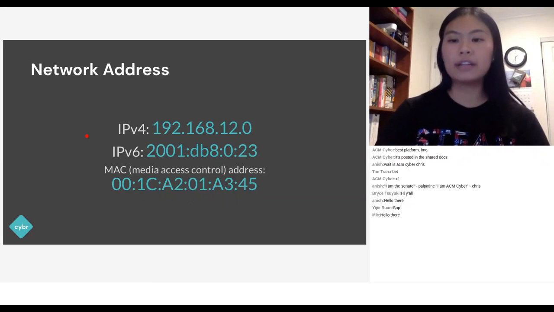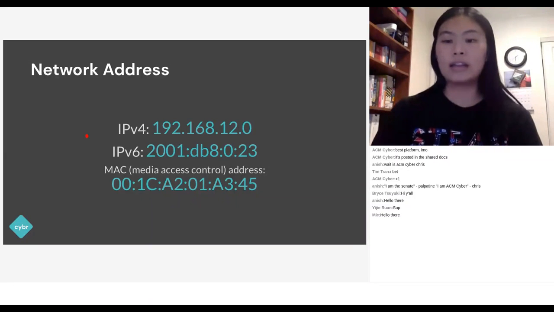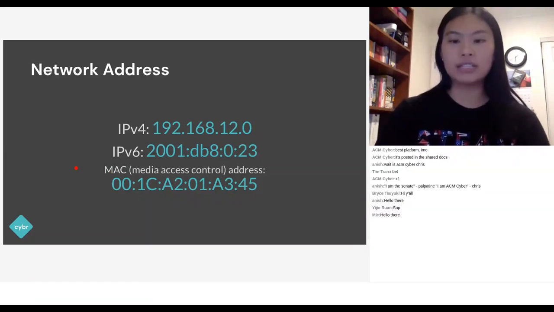So every network interface card has what's called a hardware address. And this is called the MAC address, right? MAC addresses look something like this. It's also denoted by colons.